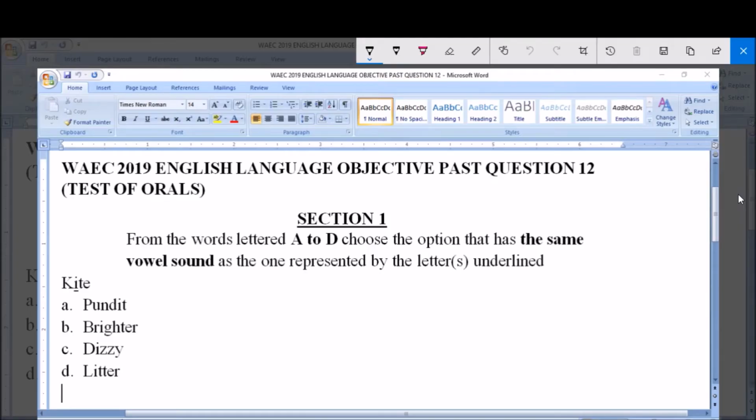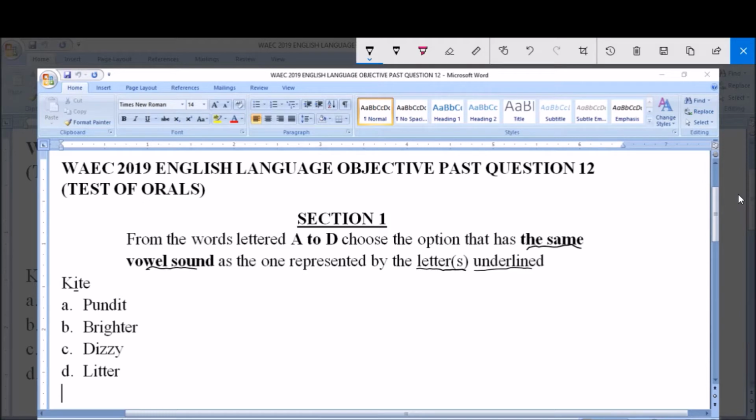Hello, I'm going to be answering WAEC 2019 English Language Objective Past Question 12 on Test of Orals, Section 1. Now the instruction says from the words lettered A to D, choose the option that has the same vowel sound as the one represented by the letter or letters underlined. So the word given to us is kite and letter I is underlined.